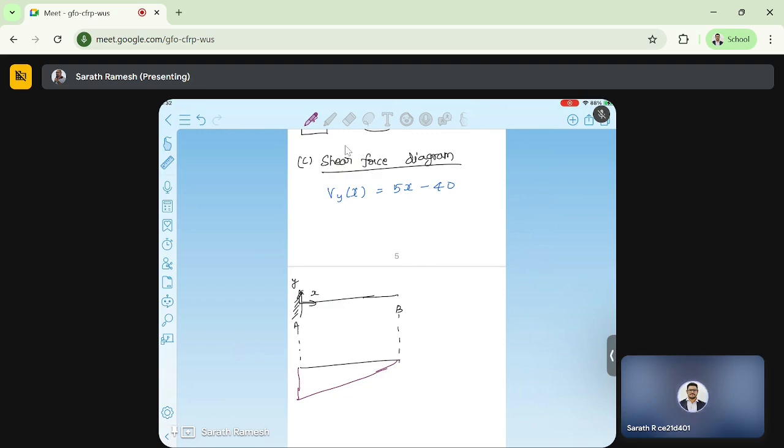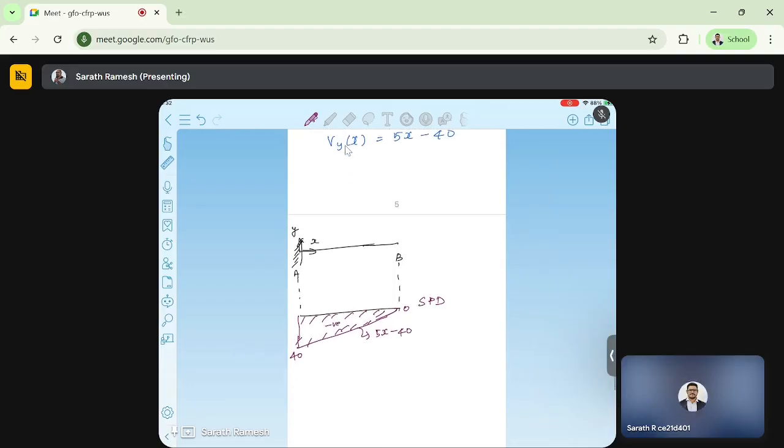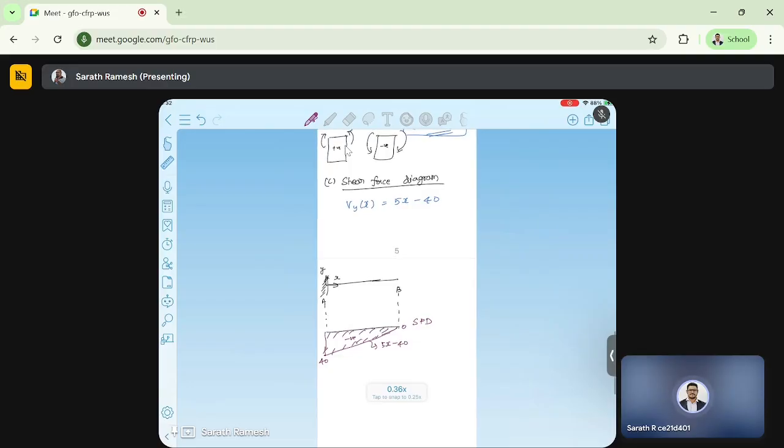It is a straight line. This is 5x minus 40. This is minus 40, this is negative, and this is 0. At x equal to 8, it is 0. Fine. So this is the shear force diagram for us, and now we can tell the shear force at any location.